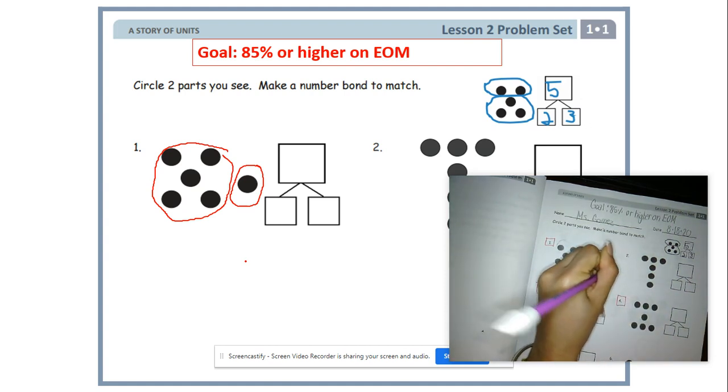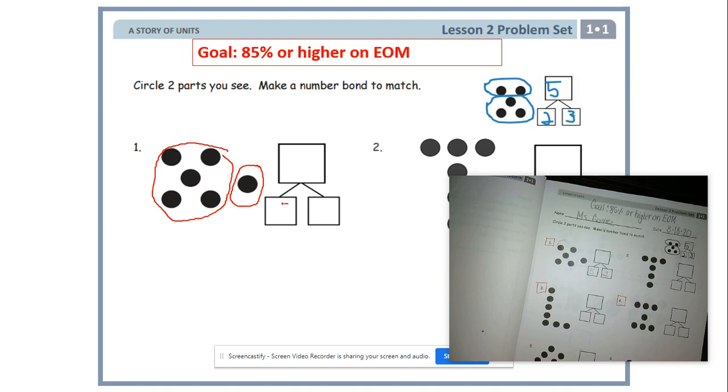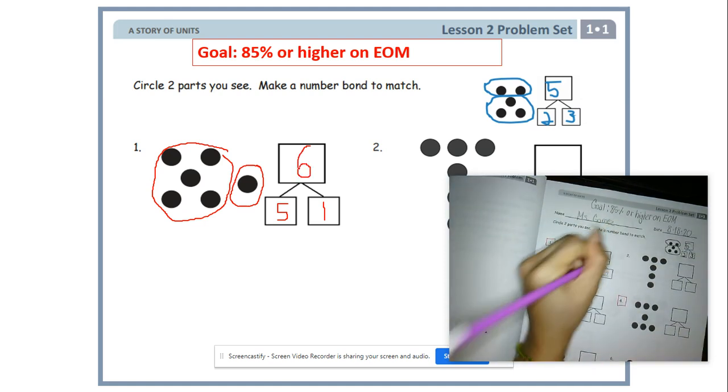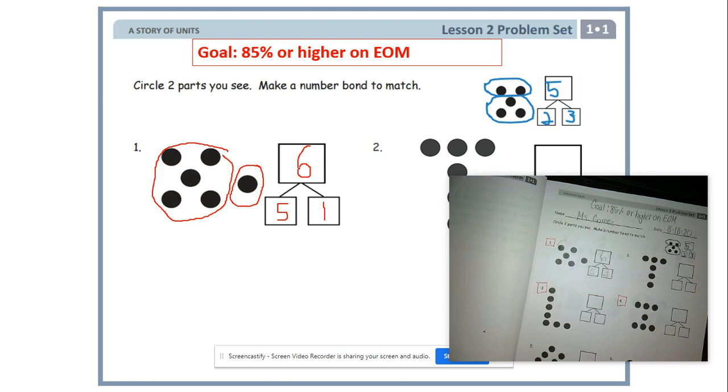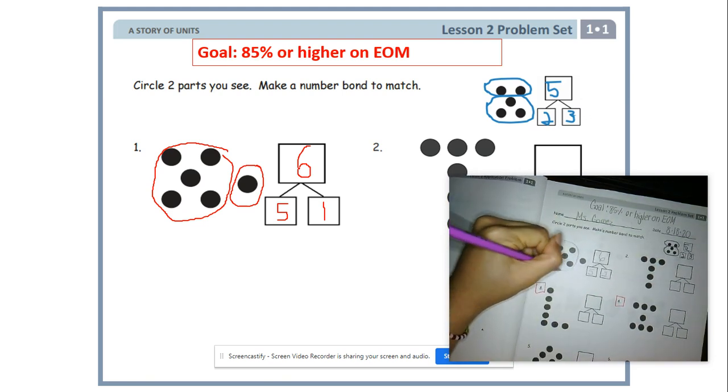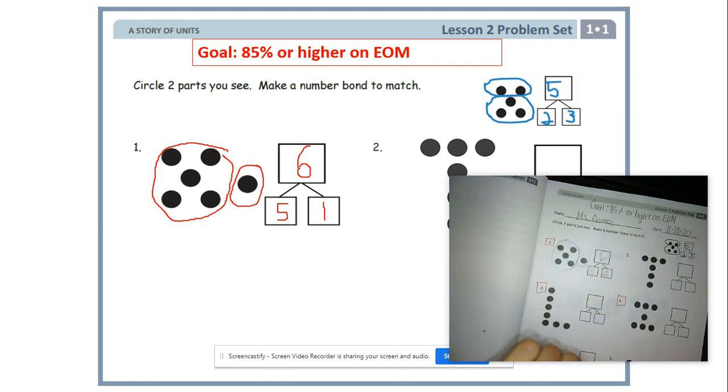I write, you write. Let me do it on both my screen and my book. 5 and 1. Let's count on from 5 to find our total. Get ready. 5, 6. What is our total, boys and girls? Get ready. Yes, 6. So we write our total. And Ms. Gomez forgot to circle her parts on the book. And that's how you work out the problems.